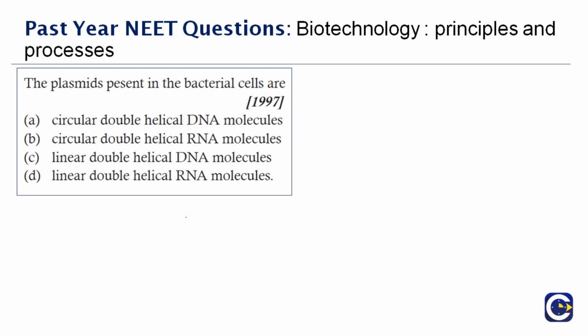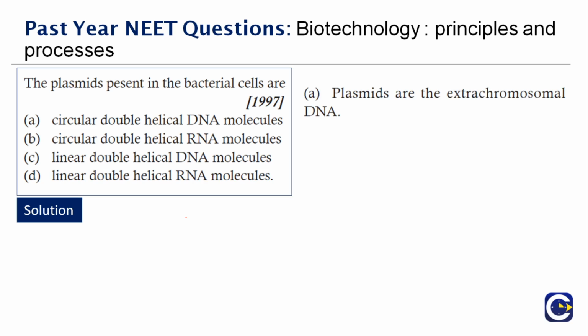Next question here. The plasmids present in the bacterial cells are dash. Again, this is a very easy question for you. So we all know whenever we see a definition for plasmid, we always read it as an extra chromosomal double-stranded DNA. So the same thing will come here. A plasmid which is present in bacterial cells is a circular double helical DNA molecule. Correct answer is option A.